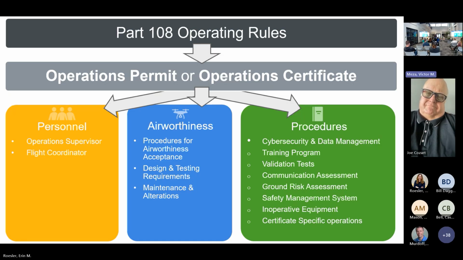The second category of things that you have to really prove out with a permit or certificate is the airworthiness of the aircraft. And most of this onus is on the manufacturer. So yes, an airworthiness certificate is not required for Part 108. However, airworthiness acceptance is. And it is not quite as difficult as an airworthiness certificate, but don't think it's as easy as 107.